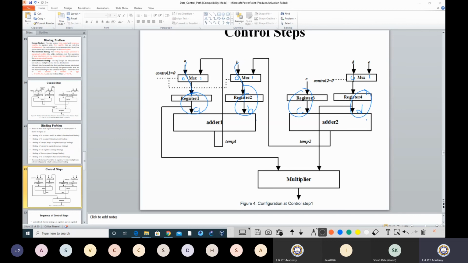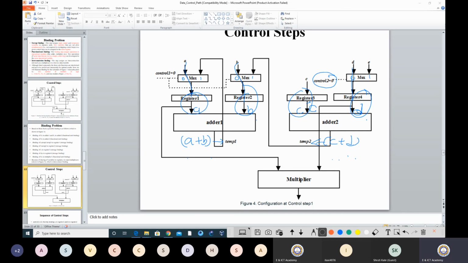At the same time, C is being stored in register 3, which is directly available to this adder, and from here control 2 is 0. So that's why D will be stored in register 4 and that is applied to the adder. So now for this adder, C and D are applicable, and for adder 1, A and B are applicable. Both will run and generate A plus B over here, which is nothing but my temp 1. Here C plus D is there, which is nothing but my temp 2. Now temp 1 and temp 2 are both generated.